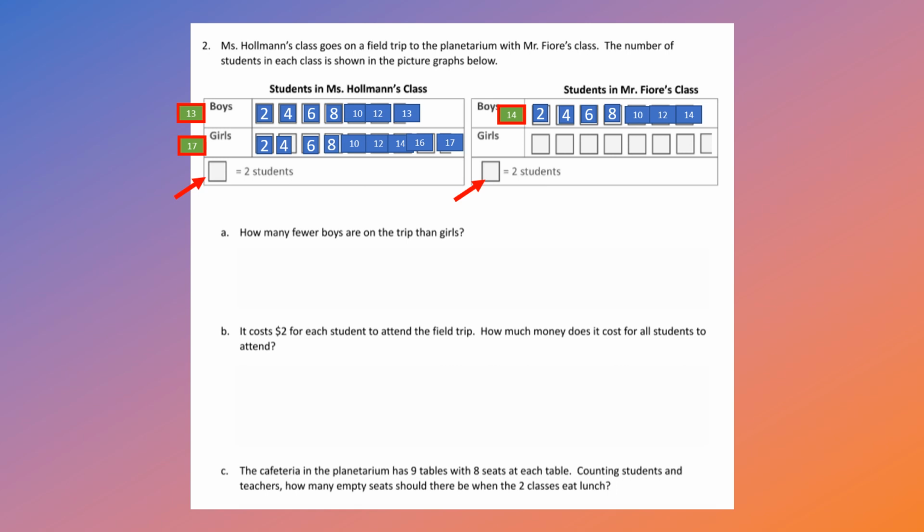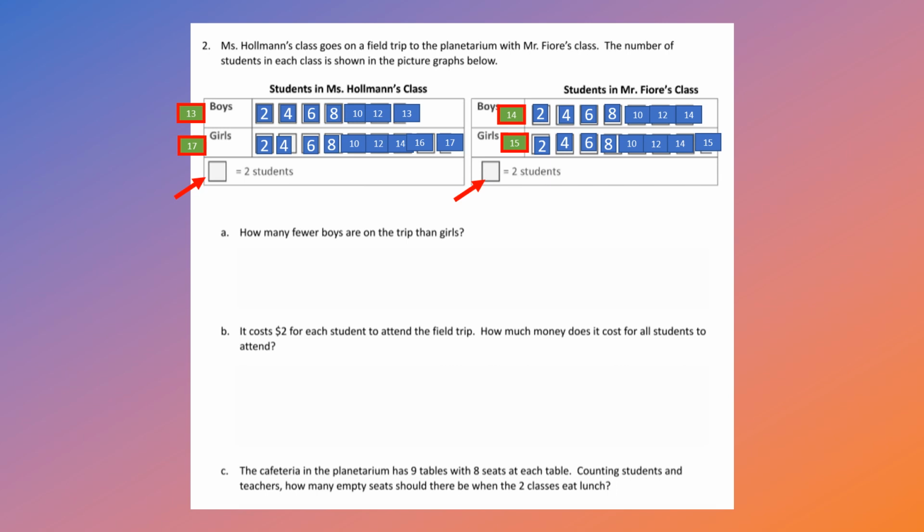All right, now let's count the girls. Counting by 2s again. Write those multiples in those squares. 2, 4, 6, 8, 10, 12, 14, and that's a half, so it would be 15. 15 girls in Mr. Fiore's class. All right, so I figured out the numbers for the boys and the girls in both classes. Now I can answer my questions.